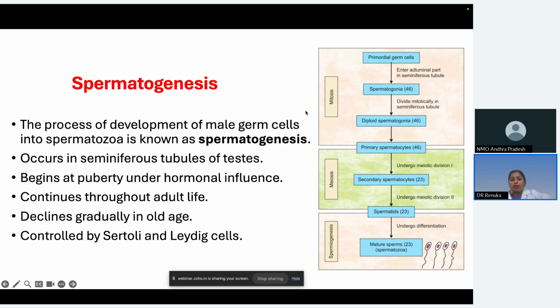What are all the hormones? FSH, LH, and testosterone. Does it stop? No, it continues throughout life. But does it decline? Yes, it gradually declines with age. And which cells control it? Sertoli cells and Leydig cells control it.